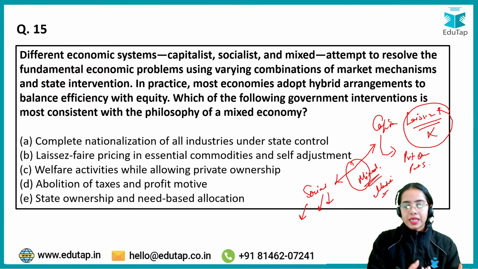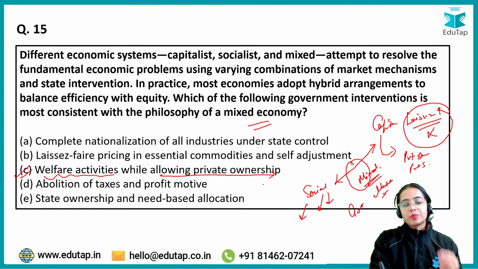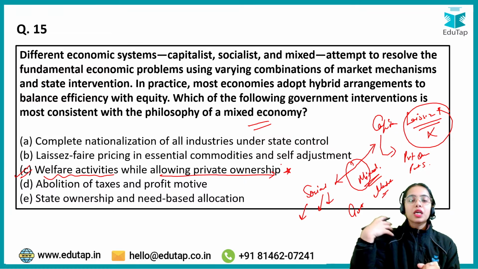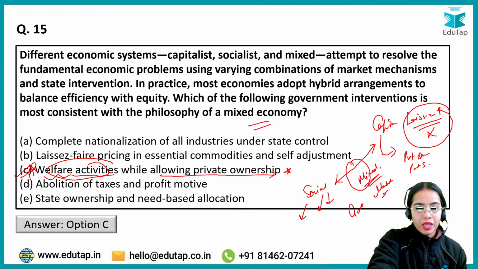Okay, so in the mixed economy, there are welfare activities that are undertaken by the government, but the government allows the private ownership. Okay, like in India also you can see that there is private ownership. There are Ambani family, there is Adani family, there is Tata Group and such. So private ownership is allowed, but the government also runs welfare activities. So in the mixed economy, the C is the right answer.